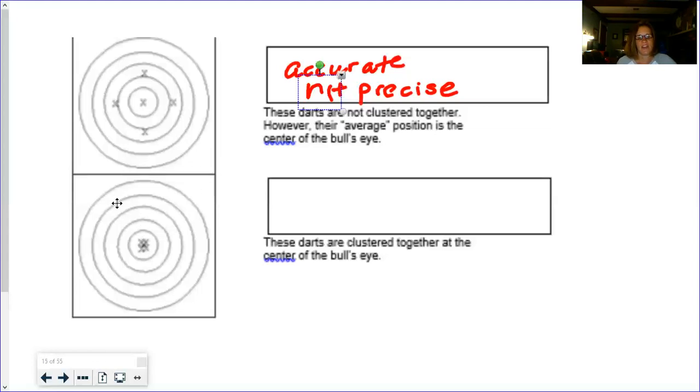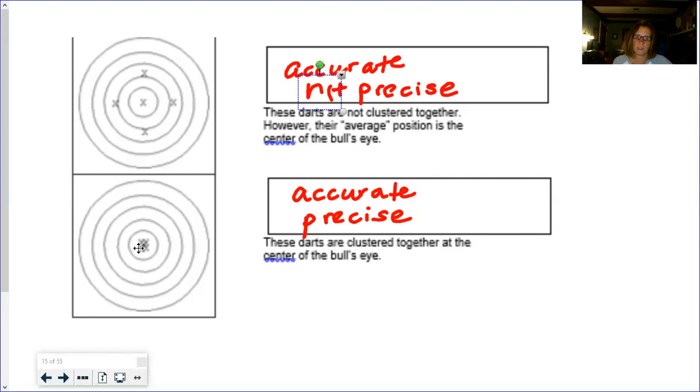All right, and then our final set of data. Wow, this person was a ringer. They hit all 5 bullseyes. So obviously, this was a very accurate dart thrower and also very precise, could reliably make that bullseye. So this is our last example of accuracy and precision.